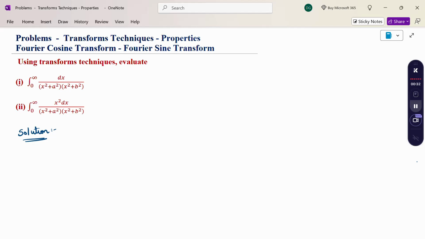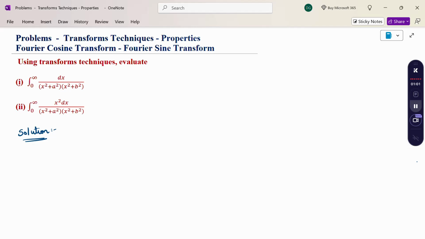Now, how to solve this problem? Before that, look at this problem. What should we calculate, what should we find? Is it a Fourier transform or Fourier cosine transform or Fourier sine transform? Earlier we solved some problem, correct? I mentioned that when f of x is e power minus ax, this result should be memorized.